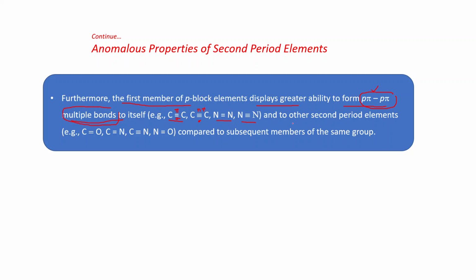And they can also form these multiple bonds with other second period elements. For example, carbon double bond oxygen, carbon double bond nitrogen, carbon triple bond nitrogen, nitrogen double bond oxygen, compared to subsequent members of the same group.